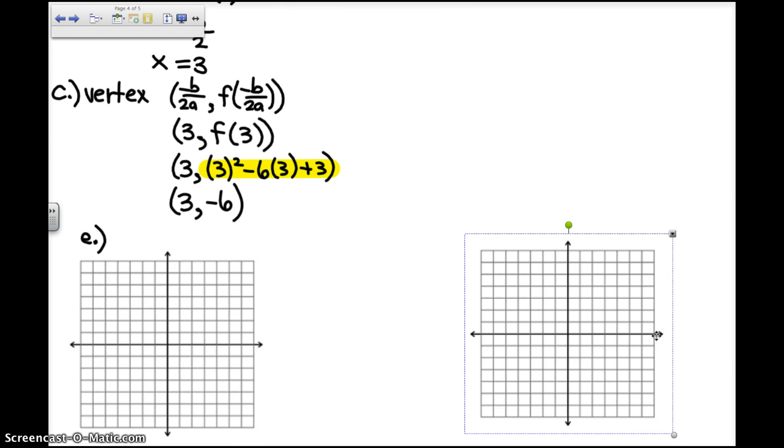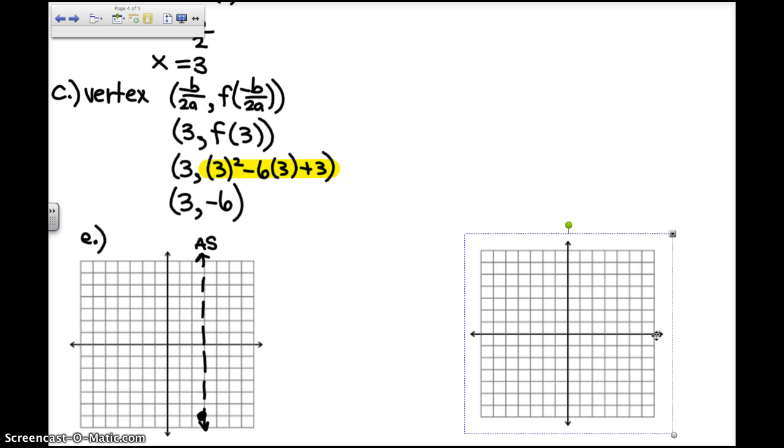Okay? Let's take what we know. We know it opens up, so it's going to be a U shape. We know that we have an axis of symmetry through x equals 3. We know we have a vertex at 3, negative 6. And guess what? I forgot a letter, so I'll have to step back and figure that out quick.